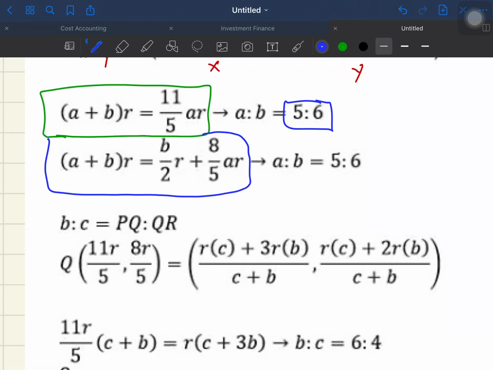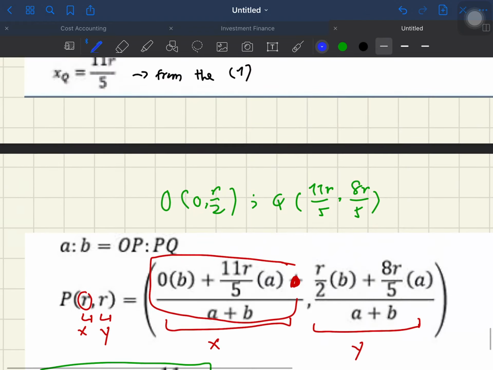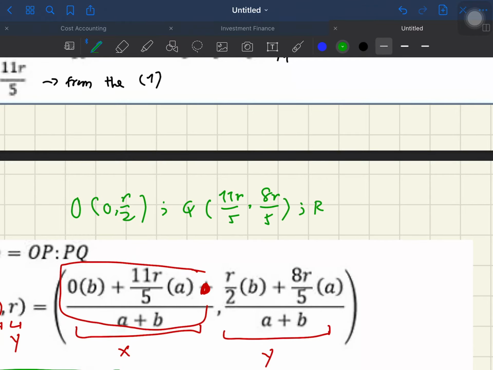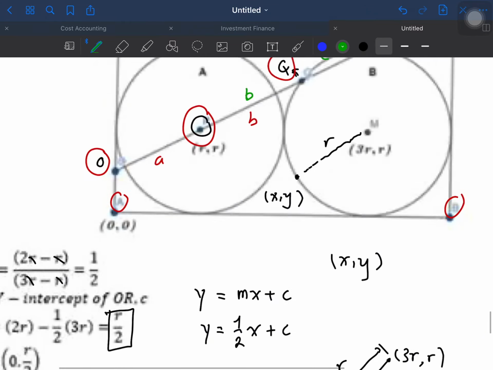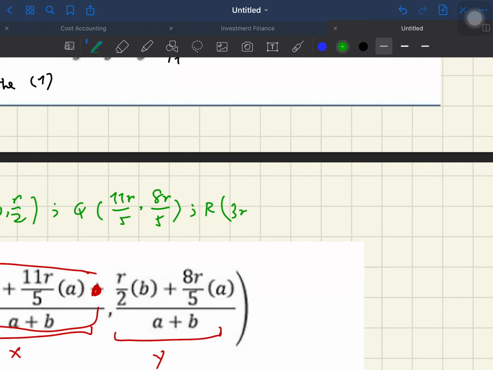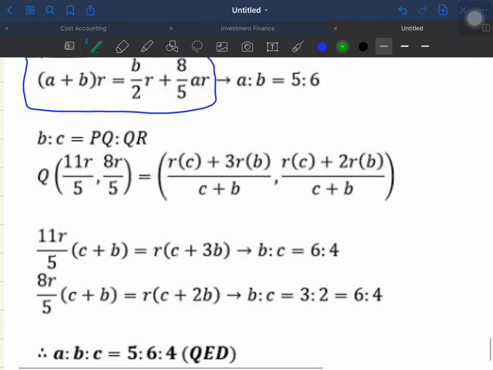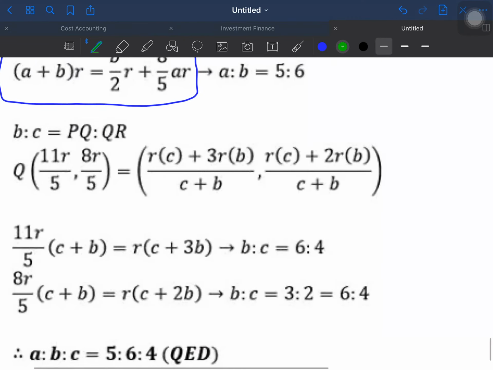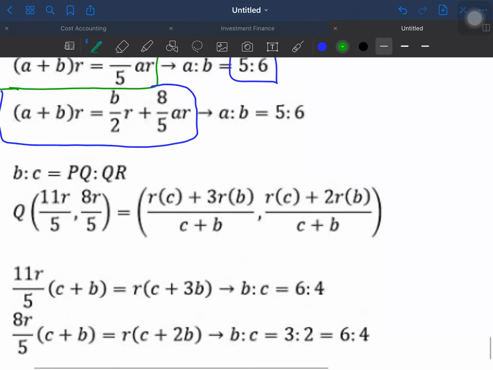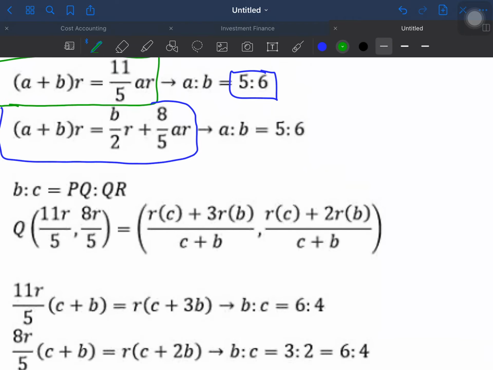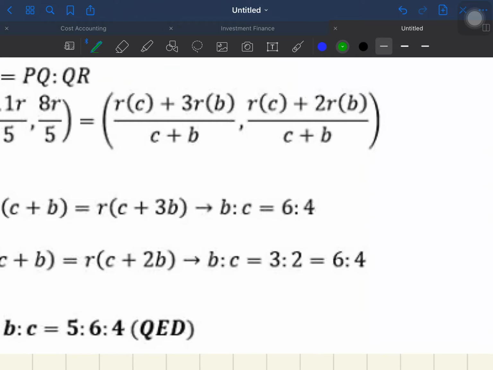Now the last one is the ratio of B to C, and this time we try to use three points, which are P, Q, and R. R has the coordinate of (3r, 2r). So we use P, Q, and R to find the ratio of BC. Using the same method, we will have BC is 6 to 4 or 3 to 2. But in this case, because we have a ratio of A to B equal to 5 to 6, we must multiply the 3 and 2 by 2 to get the 6 for B.